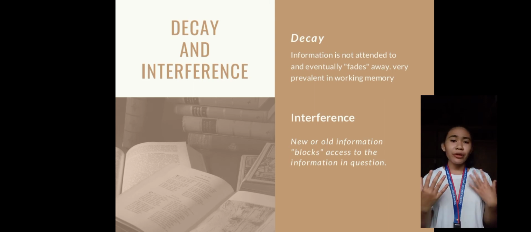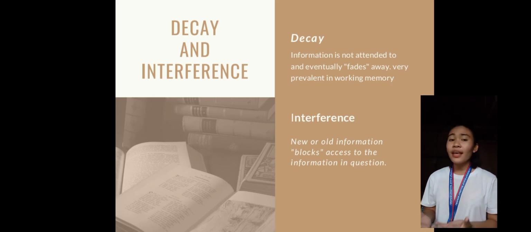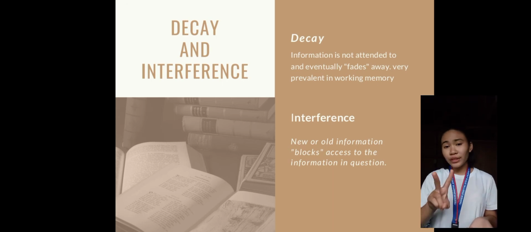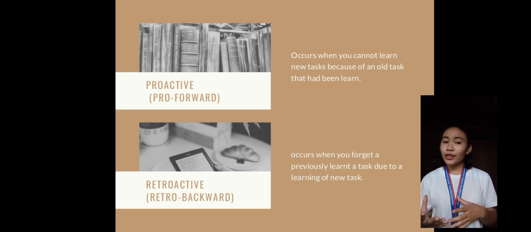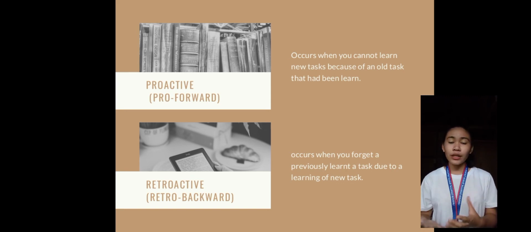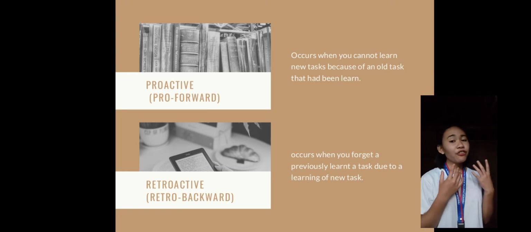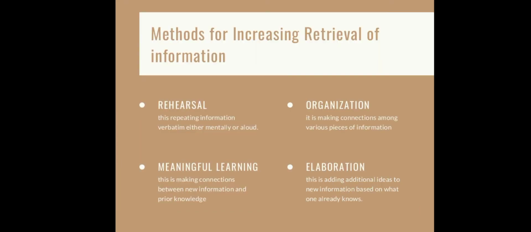Another is you can't remember the lesson last week because you have acquired so much information this week. So there are two types of interference. The first one is proactive, or pro-forward. It occurs when you cannot learn new tasks because of an old task that had been learned. And the second one is retroactive, or retro-backward. It occurs when you forget previously learned tasks due to the learning of new tasks.